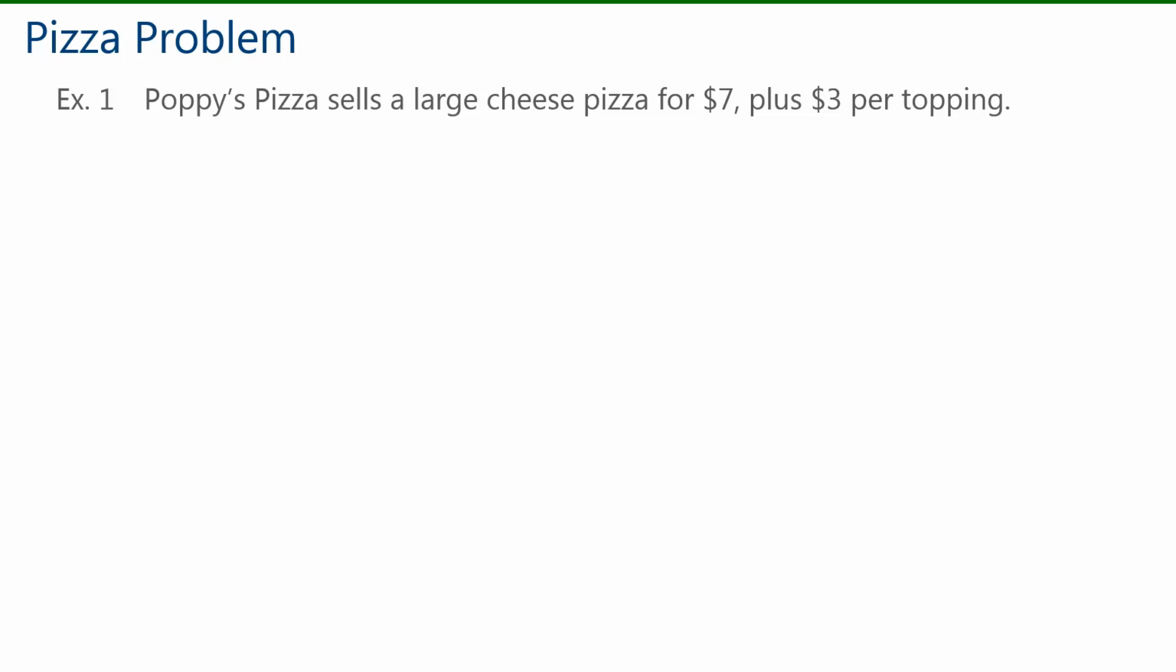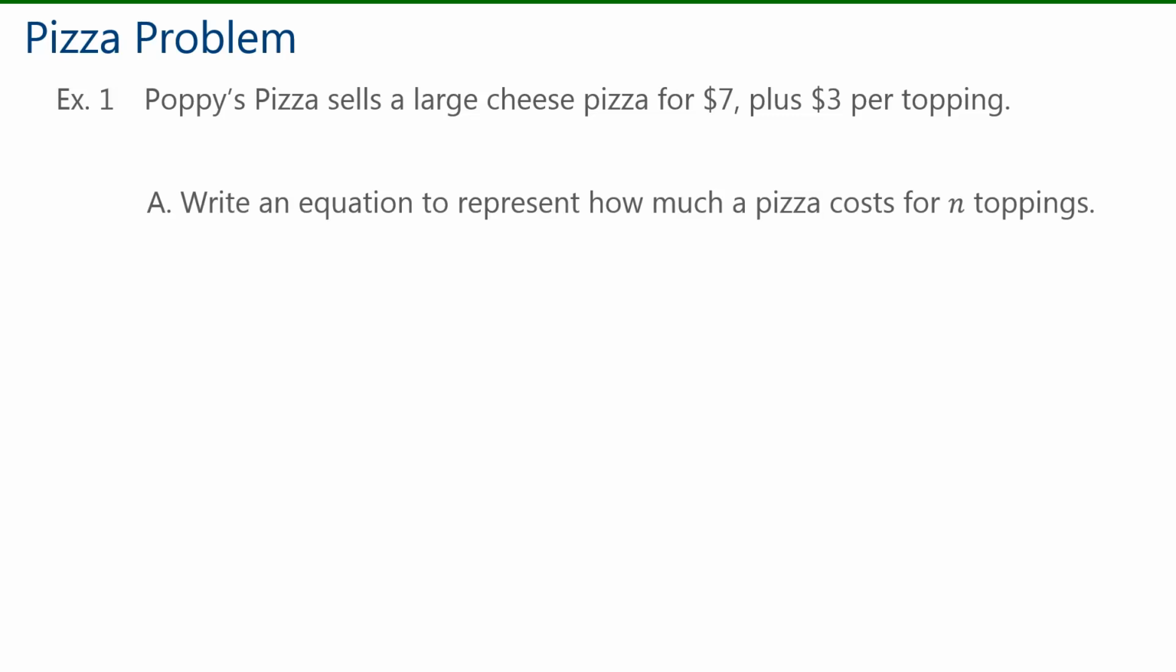Poppy's Pizza sells a large cheese pizza for $7, plus they charge $3 per topping. Write an equation to represent how much a pizza costs for n toppings. So we notice that we are charged $3 per topping plus a base fee, or a base cost, of $7. In this example, the equation would be C, which is cost, equals 3n, which is $3 per topping, plus 7.